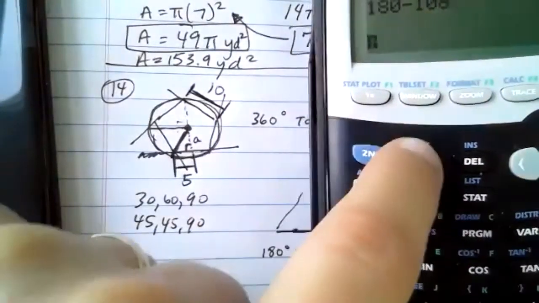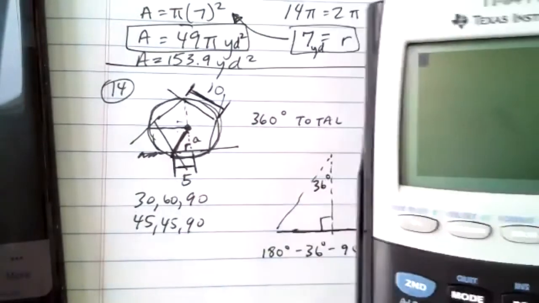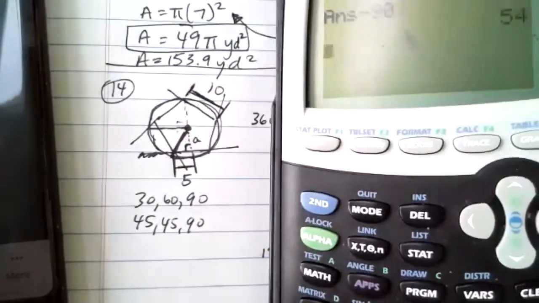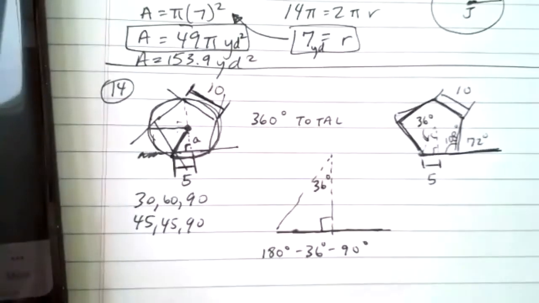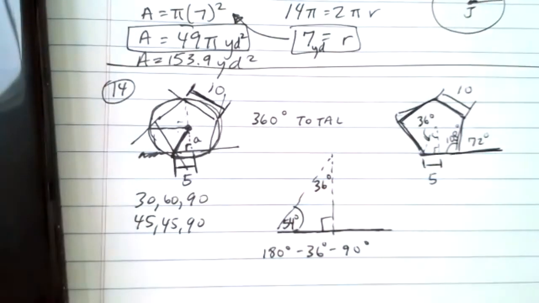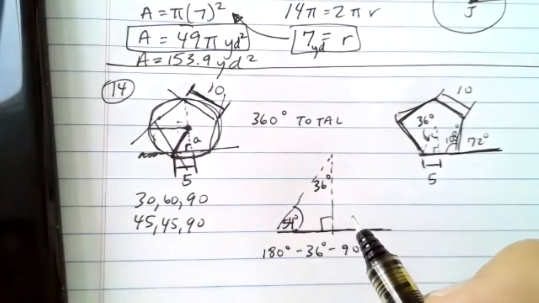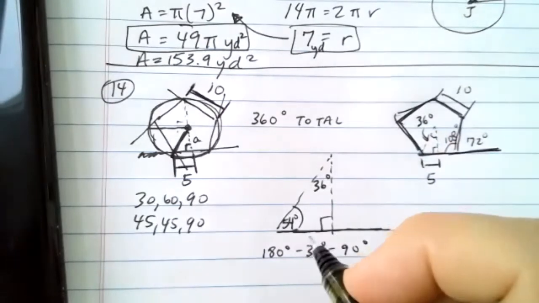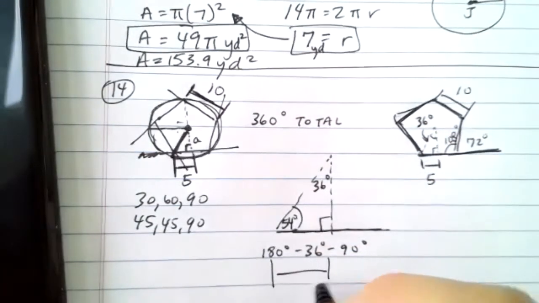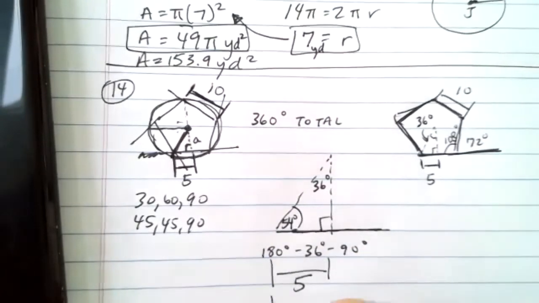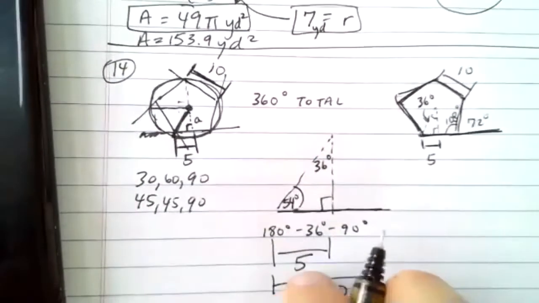Now we're getting a little bit deep with this one. So let's see, we got 180 minus 36 minus 90 equals, and I get 54 degrees. So this angle right here would be 54 degrees. Now let's look at what this apothem would be. Obviously we know from here to here was 5, right? So we know this length is 5 because the total length from here to here was 10.